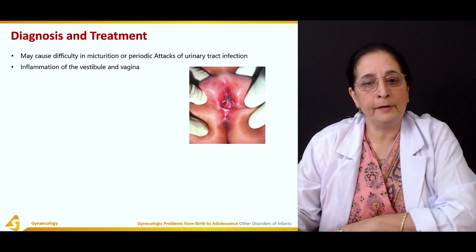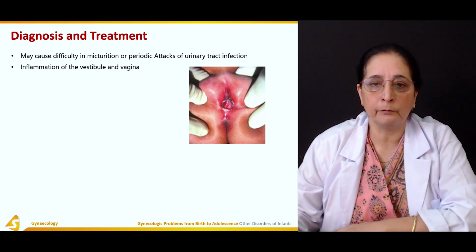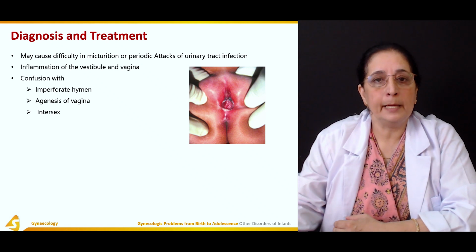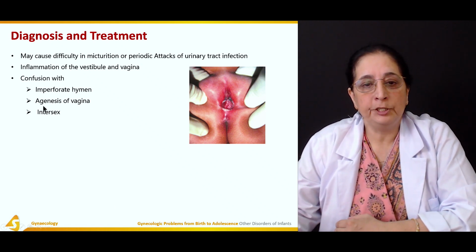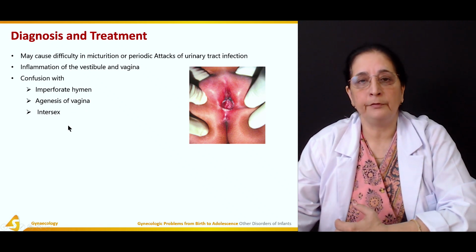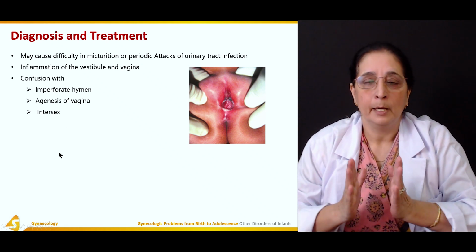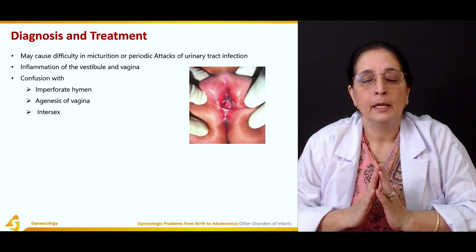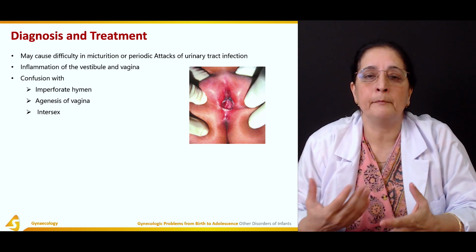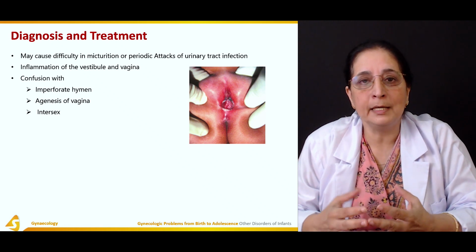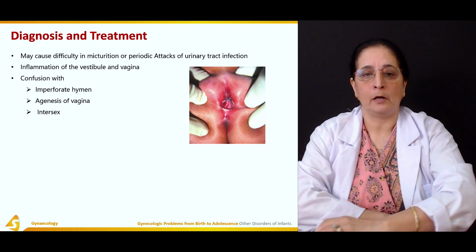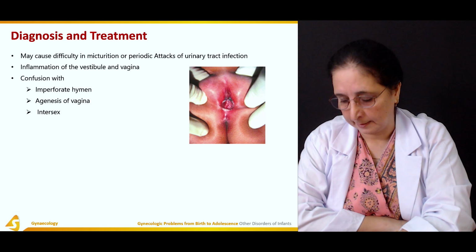There is also inflammation of the vestibule and vagina. Confusion usually is with imperforate hymen, agenesis of vagina, and intersex. It can be confused with imperforate hymen because of the fusion, or it may be thought that the vagina is not properly developed, or that there is agenesis of the vagina, or it can be confused with intersex.